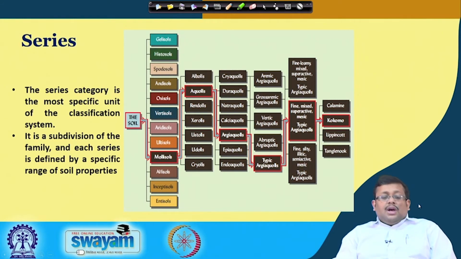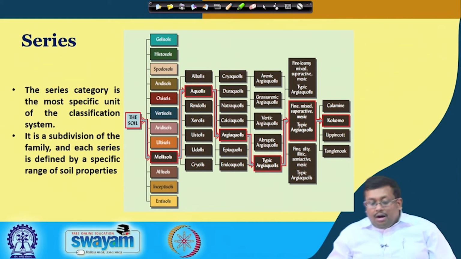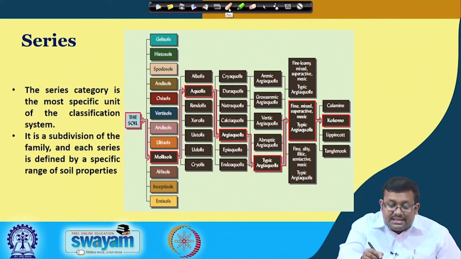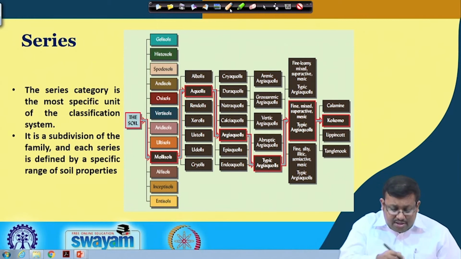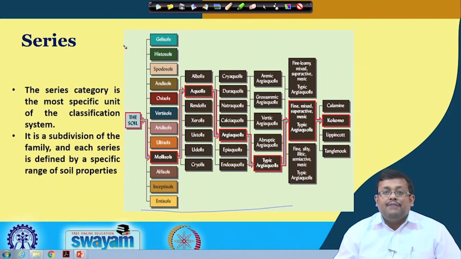Now finally, the soil series. The soil series category is the most specific unit of the classification system, and remember that it is a subdivision of the family, and each series is defined by a specific range of soil properties. For example, let us take the Kokomo soil series. In this total soil classification system, how can we define a Kokomo soil series?